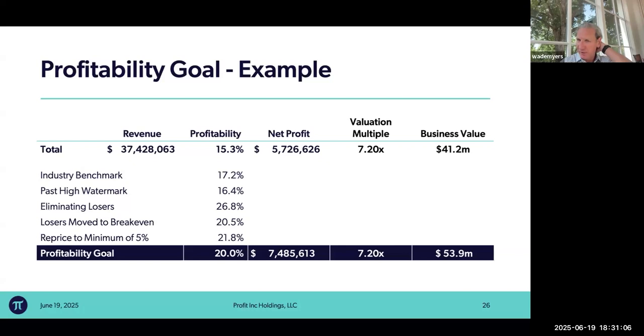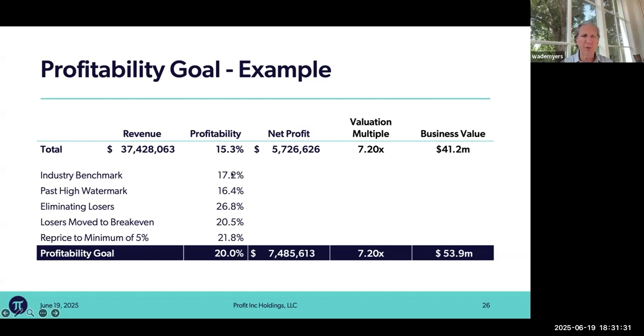So here's another client example where they had 37 million in revenue, profitability was 15.3%, and net profit of 5.7 million. The valuation multiple for them was 7.2x. That means their baseline business valuation is about 41 million. I like to include this because it's a really good marker when we're focused on dramatically increasing our business valuation. That becomes the focus of what we're driving towards.